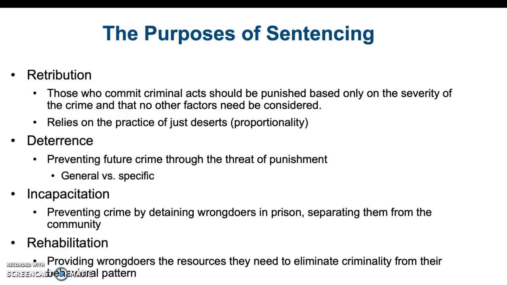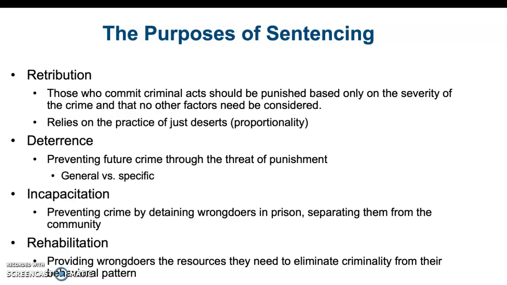The purpose of sentencing. There are four purposes to sentencing: one, retribution, deterrence, incapacitation, and rehabilitation. Retribution is the person getting their just desserts. They committed a crime, so they got to do the time.